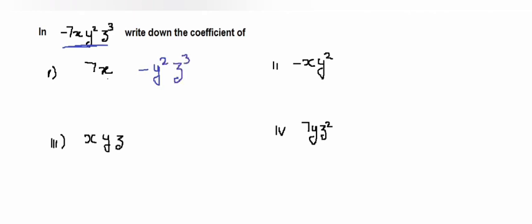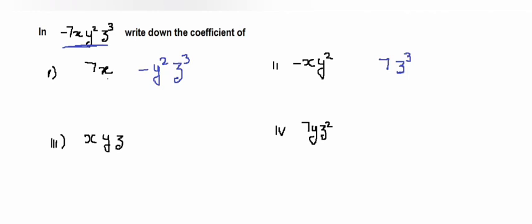Now I need the coefficient of minus x y square. So I will leave minus x y square from this and the rest will be our coefficient. So a minus sign I am leaving, 7x I am leaving, y square I am leaving. So it will be 7 z cube.